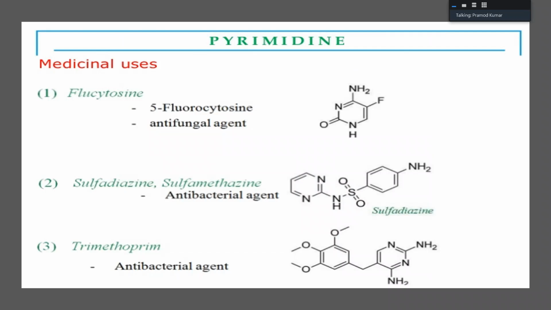So these are some of the drugs containing pyrimidine, that is 5-fluorocytosine. The only thing is that it has a fluorine and an amino group at the 5th position. Cytosine, if you know, with fluorine at the 5th position. They are all used as anti-cancer and anti-fungal drugs. Sulfadiazine contains pyrimidine. It is an antibacterial. Trimethoprim is an antibacterial as well as an anti-malarial agent, which is a dihydrofolate reductase inhibitor. So that is an antibacterial agent.